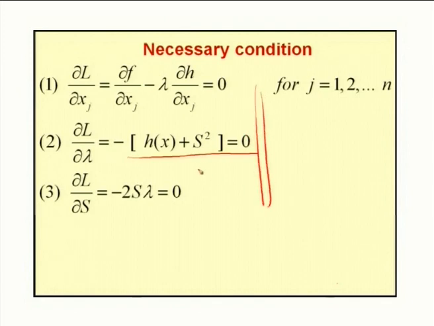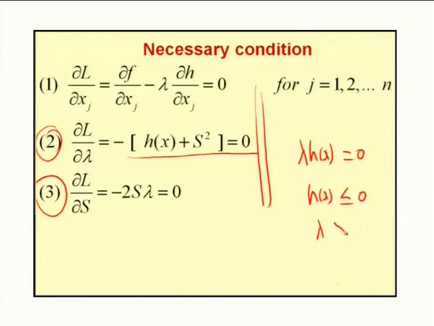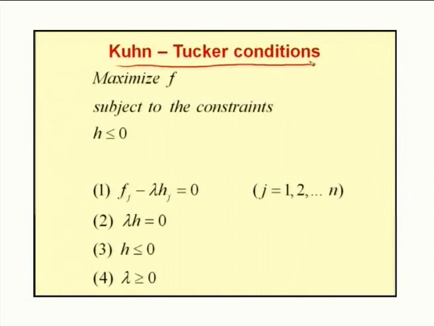Now, from equation 2 and 3, we will get the additional constraint as lambda into h of x equal to 0 and h of x less than or equal to 0 and lambda greater than or equal to 0. Now, whenever h of x less than 0, our lambda takes the value 0, and whenever lambda greater than or equal to 0, our h of x takes the value 0. Therefore, we can say that lambda is unrestricted with the signs. So, from this necessary condition, we will get the following conditions. Those conditions are called Kuhn-Tucker conditions.